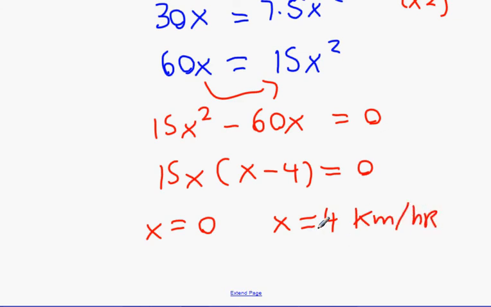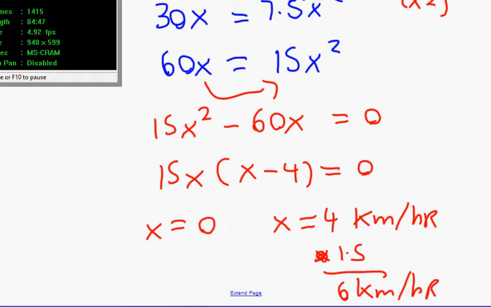If the speed of the walker is 4 kilometers an hour, what's the speed of the jogger? You multiply it by 1.5 and you get 6 kilometers per hour. How many people got that out? I got up until 30x. Next one.